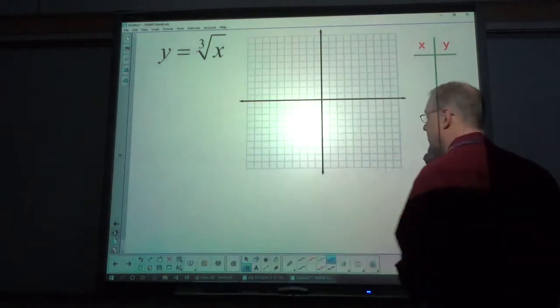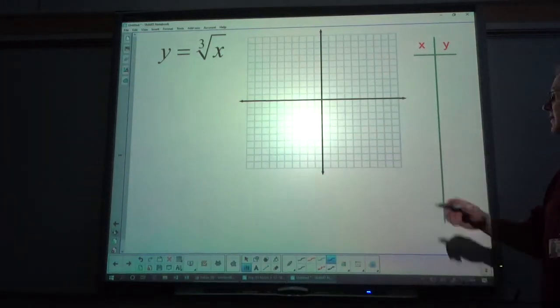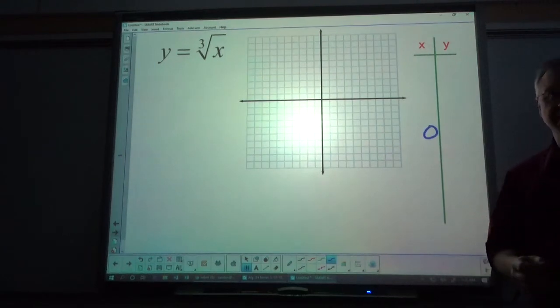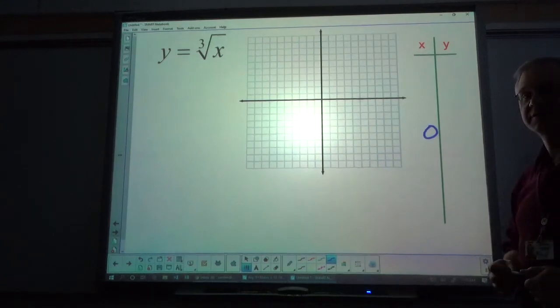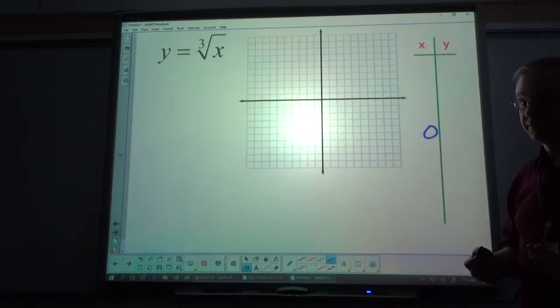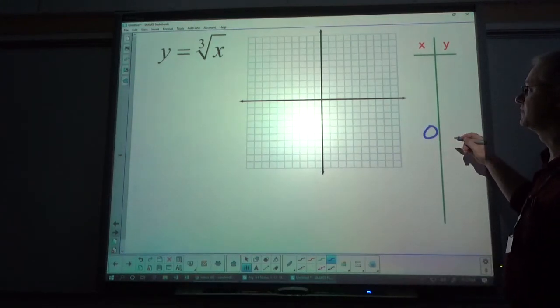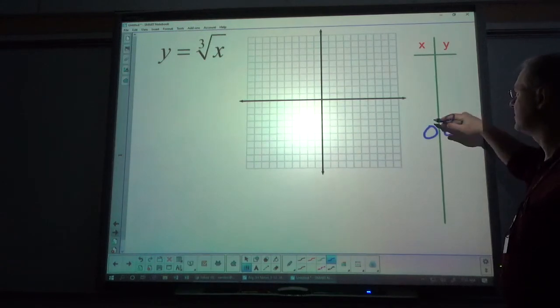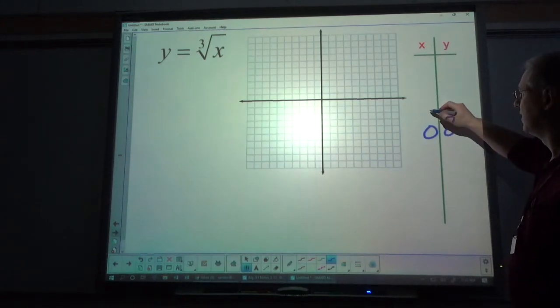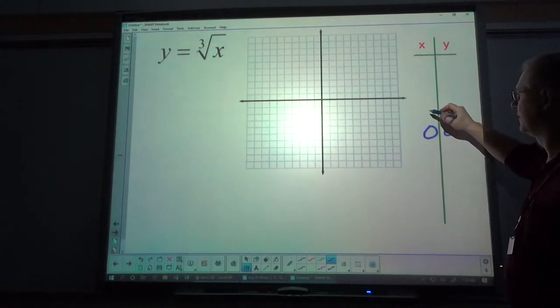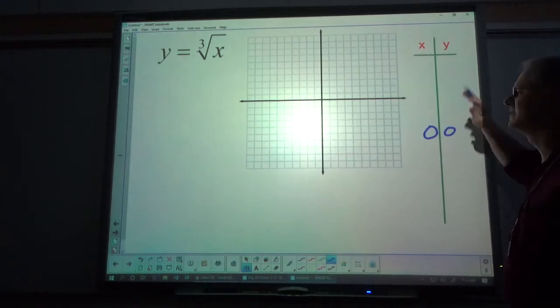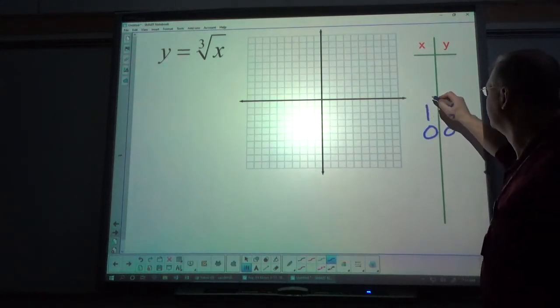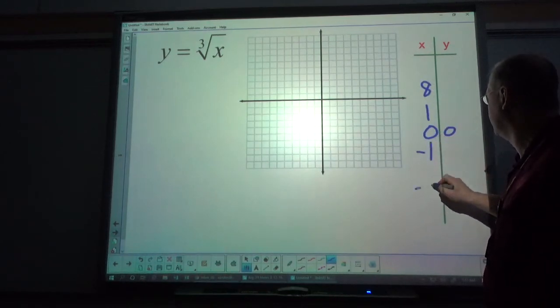Well, now please notice I'm going to start in the middle with 0, because when you're working with cube roots, please remember that the values that you can put in there are both positive and negative. So that's why I'm going to put 0 in the middle. The cube root of 0 is 0. Now the values as I go positively are, I know this is a little weird, 1 and 8, -1, -8.